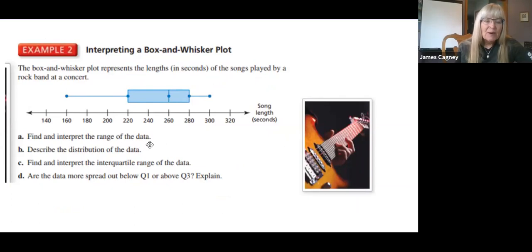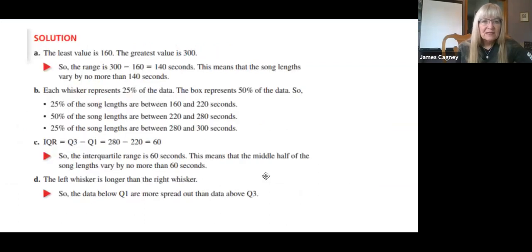So let's think about it. What would I know about the range? How would I even find the range? Remember the words symmetric, skewed right, skewed left. Do you think this is symmetric? And then the interquartile range is going to be Q3, which is right here, minus Q1. And are they more spread out? So is this tail longer on the left or is the right one longer? Let's look at the answers to those.